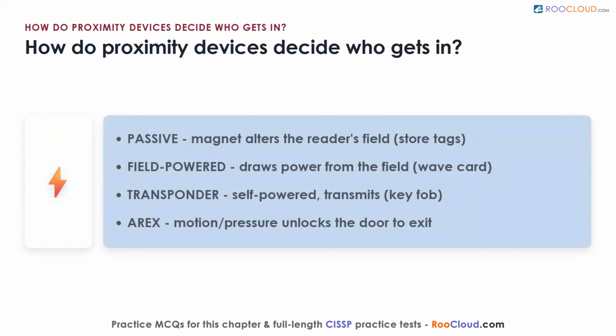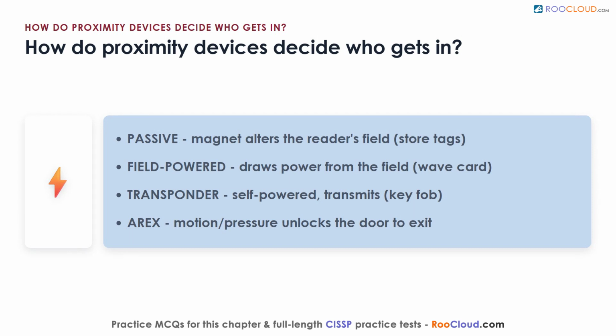How do proximity devices decide who gets in? By quietly signaling to a nearby reader who the bearer is. The device is worn or carried, and when it passes the reader confirms identity and access rights. There are 3 flavors. A passive device has no electronics of its own, just a small magnet that alters the reader's electromagnetic field, much like the anti-theft tags on store merchandise.